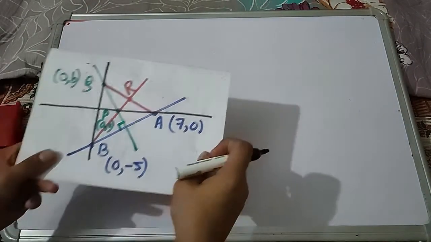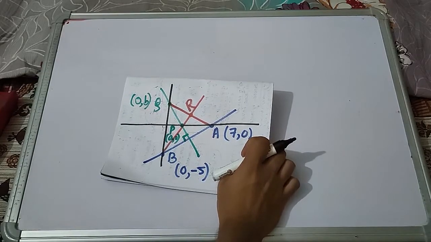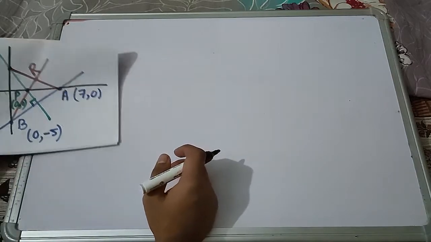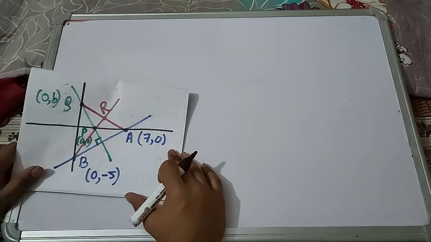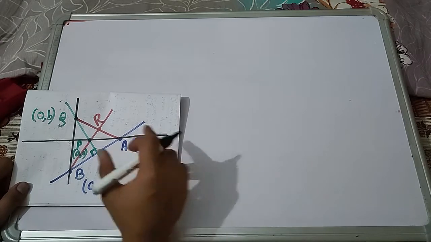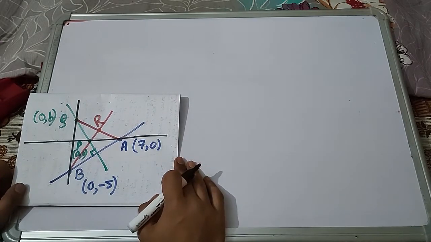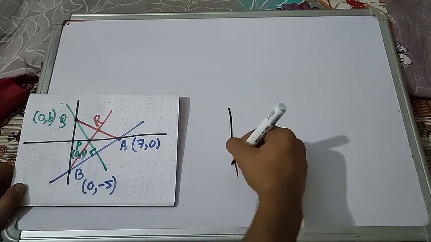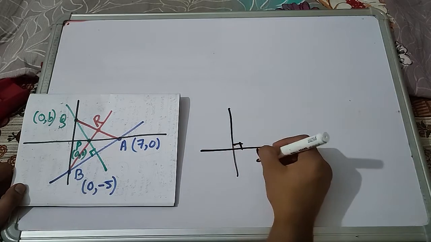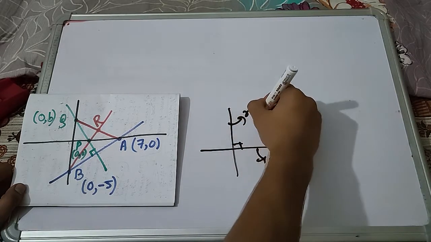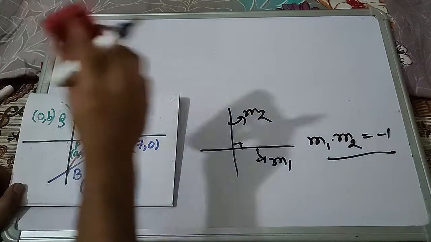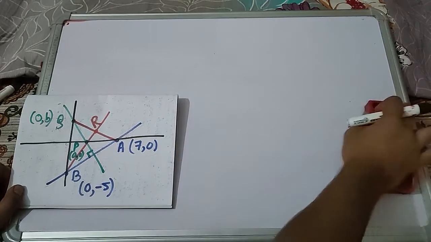For your convenience, I have drawn the figure here separately, with various colors, so that the figure might be clear to you. As we can see, the points A and B are given, and we have PQ which is perpendicular. Therefore, one thing that should strike our mind is finding the slope, because if two lines are perpendicular, with slopes m1 and m2, the product m1 into m2 is minus 1. We need to use this very important point in this question.